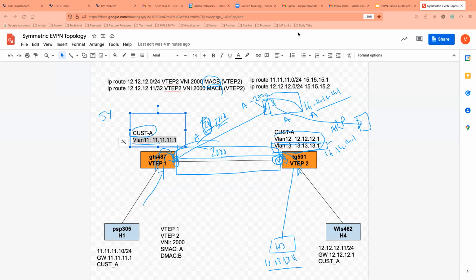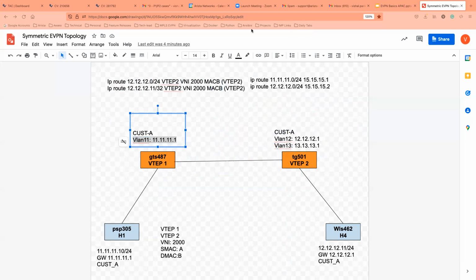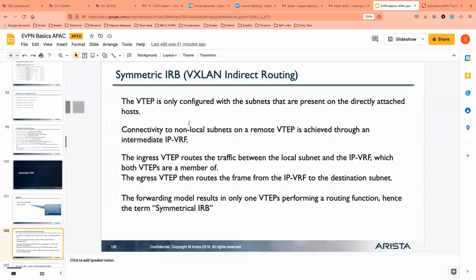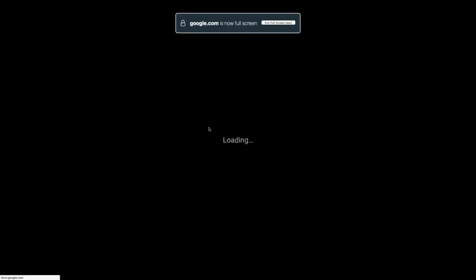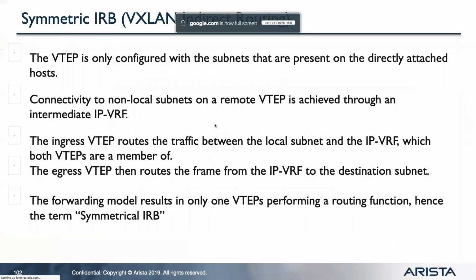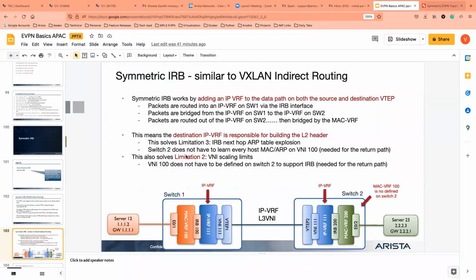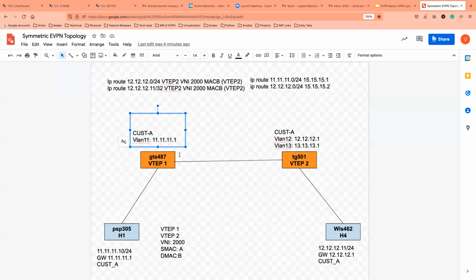Is there any other question? Okay, let's move to the presentation. Before that, I also want to ask why it is called symmetric IRB. Can anyone tell me why it is called symmetric IRB?